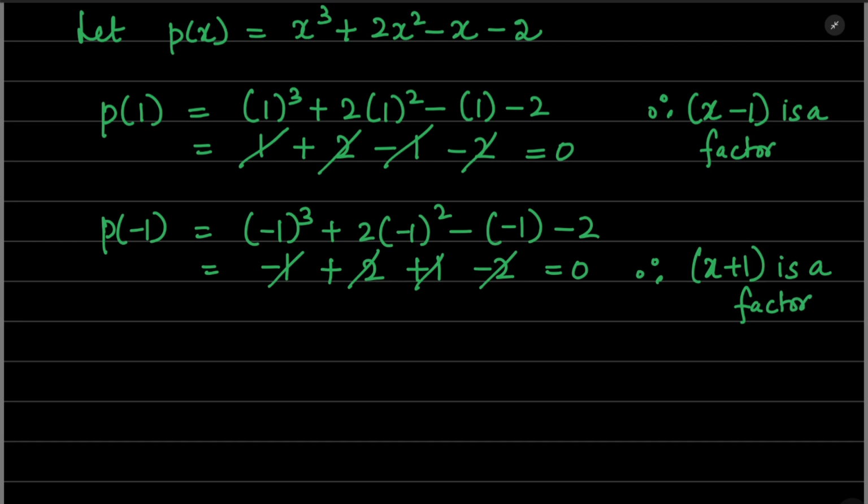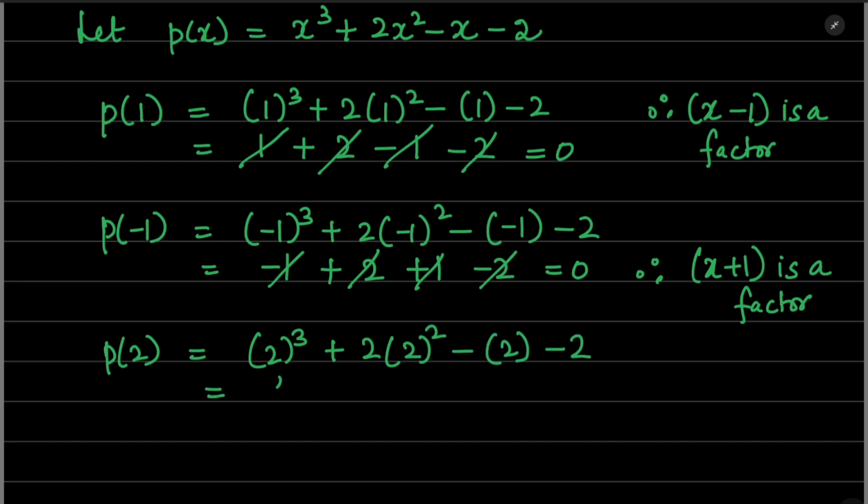The next one, let us check with 2, p of 2. 2 cube plus 2 into 2 square minus 2 minus 2. So it is nothing but 8 plus 2 into 4, again 8, minus 2 minus 2. Which is nothing but 16 minus 4, which is 12. So 12 is not equal to 0. Therefore, x minus 2 is not a factor.